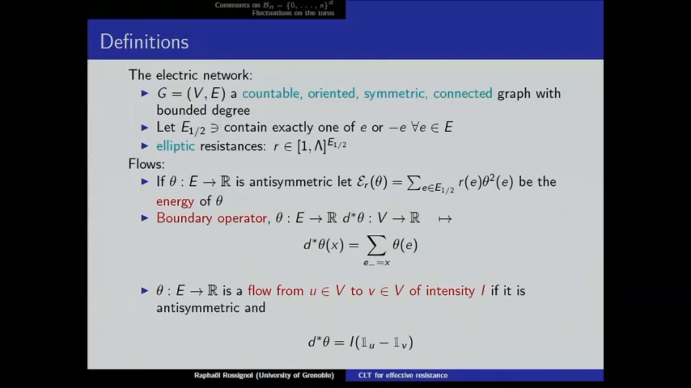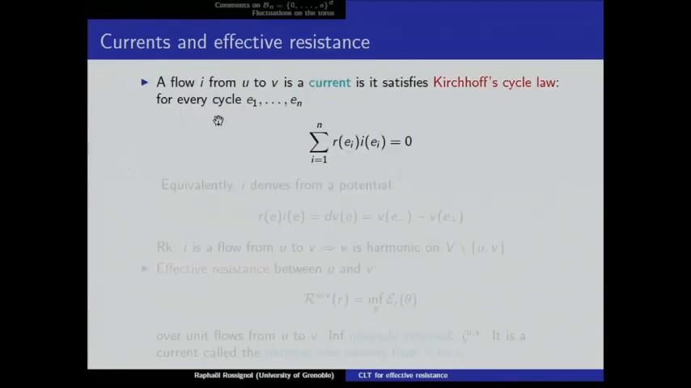We say that theta is a flow from U to V of intensity I if D star theta is 0 everywhere except at U and V, and equals I at U and minus I at V. This means that the node law is satisfied except at U and V. Now we need the notion of current. A flow I from U to V is a current if, in addition to being a flow, it satisfies the cycle law, that is, for every oriented cycle, the voltage drop along that cycle is 0.